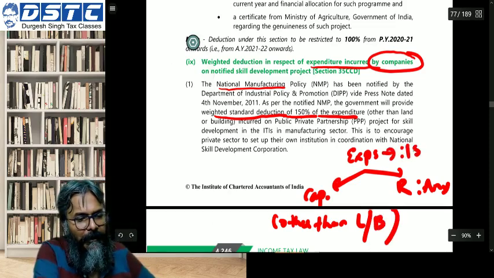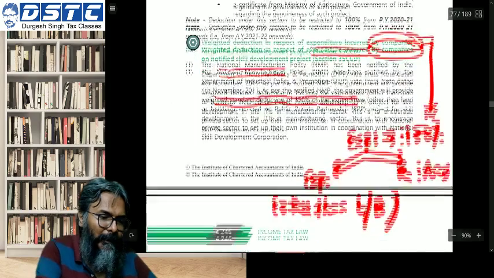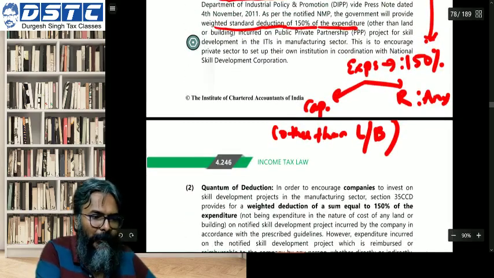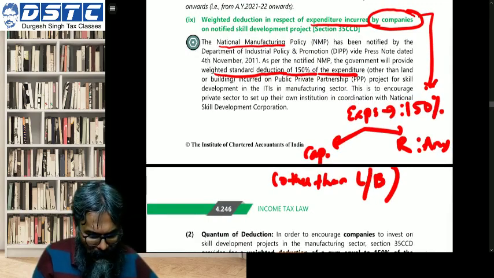And on that expenditure, 150%. To whom? To a company. Capital other than land and building. Revenue would be any. That is how you should always keep it in mind. Just this much is sufficient. This much is sufficient, students. All of you are through with this one now?